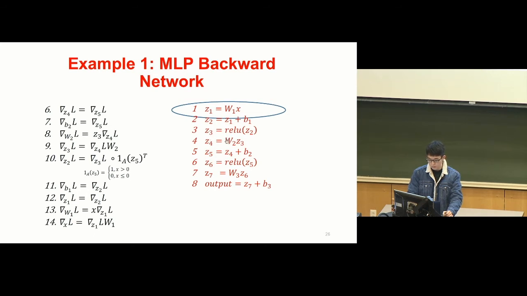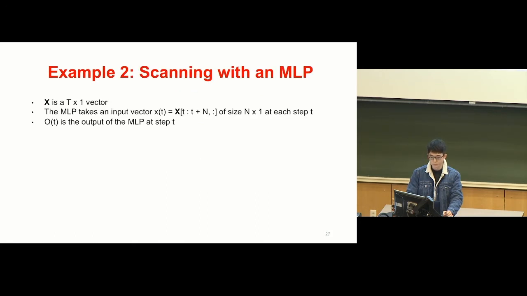We also need to save the partial derivatives of the other hidden layers' parameters, which are Wi and bi. And for these Zi intermediate values, we are just using them to pass the intermediate values along. So then Amala is going to introduce how this works with the example of scanning with an MLP.